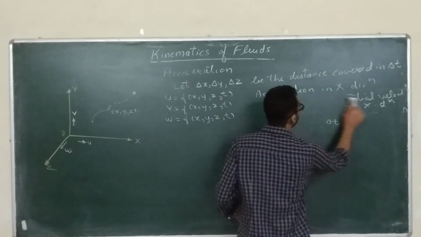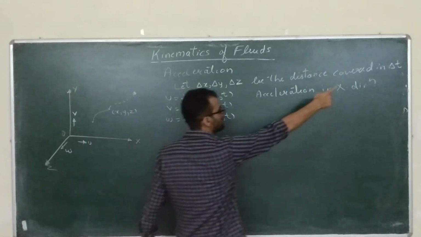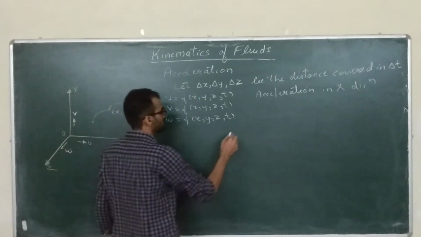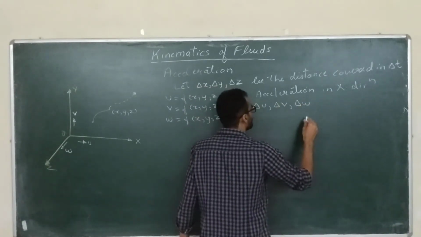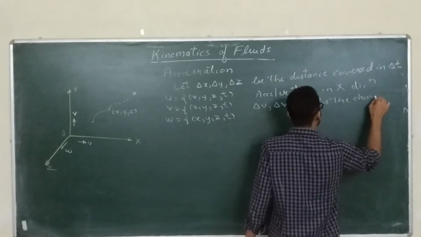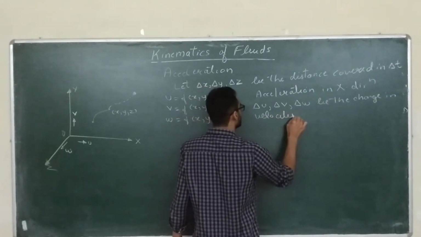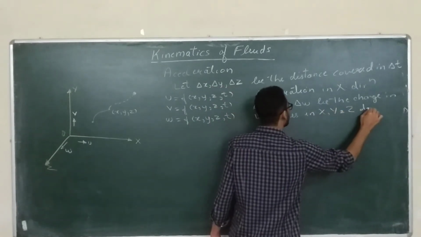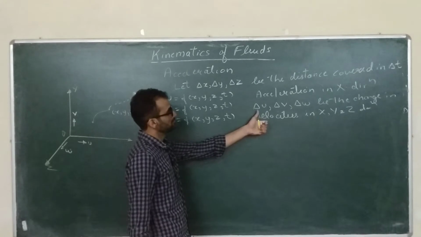So let's find the change in velocity. In time delta t, what is the change in velocity in x direction? Let delta u, delta v and delta w be the change in velocities in x, y and z directions respectively. So what is the final velocity in x direction?